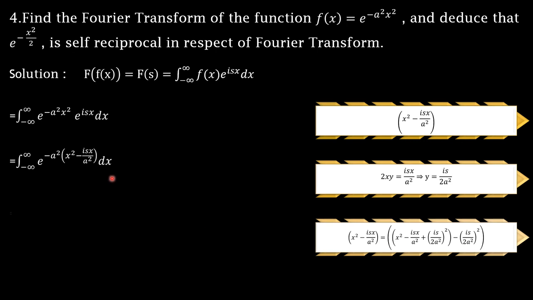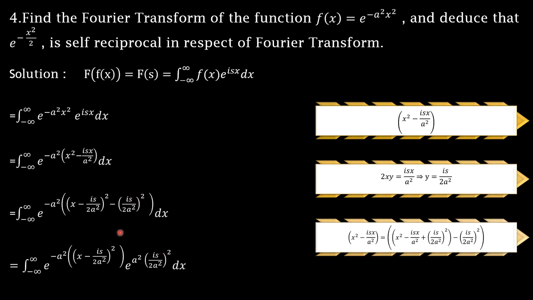So the integral reduces to the form integration minus infinity to infinity e to the power minus a square into x minus is by 2a square whole square minus is by 2a square whole square.